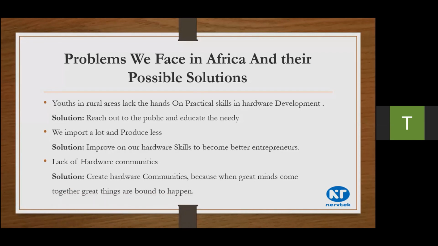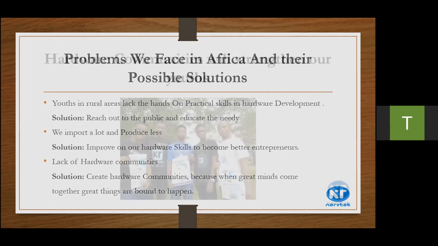Create hardware communities, because when we create, great things are inevitable. Everything great must happen. Great things are bound to happen. Let us bring our youth together and download in them, install in them these skills, and they will become better entrepreneurs. Hardware communities will strengthen our youth.